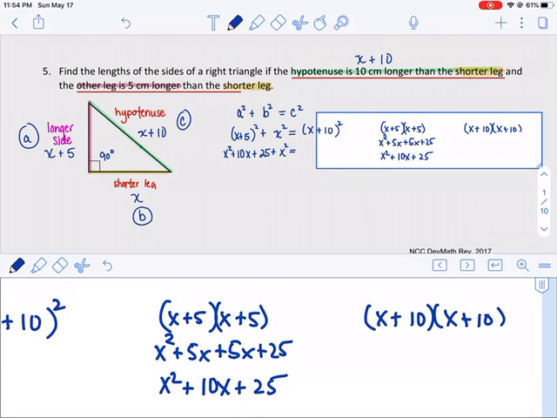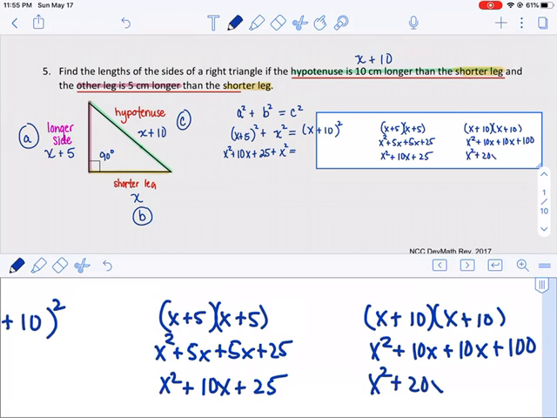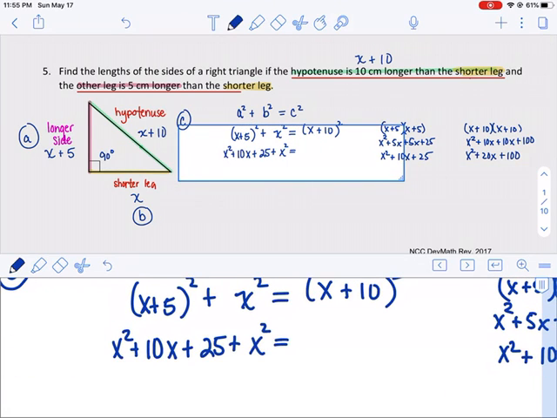On the right-hand side we have x plus 10 squared. It would be x plus 10 times x plus 10. And if we FOIL that, we're going to get x squared plus 10x plus 10x plus 100. And that would then be x squared plus 20x plus 100. And that goes on the right-hand side of the equation. So we have x squared plus 20x plus 100.